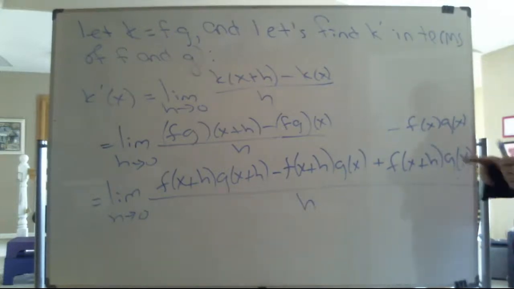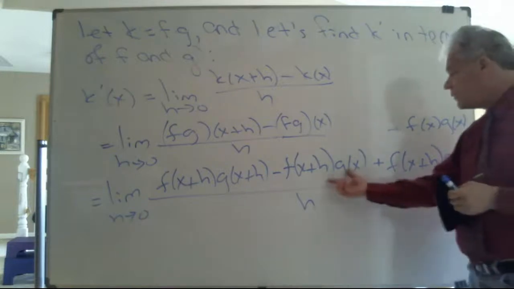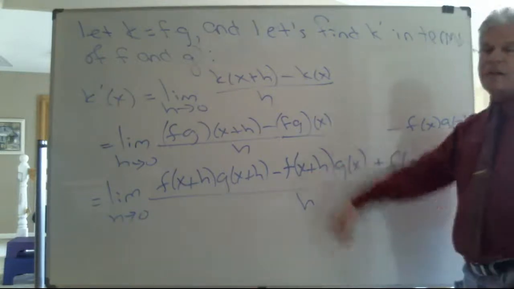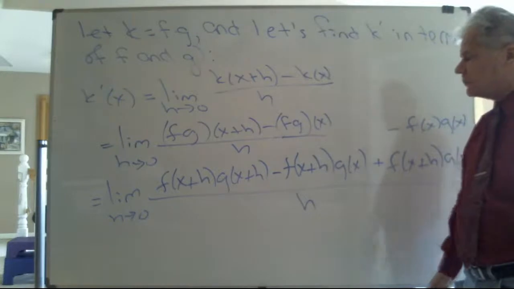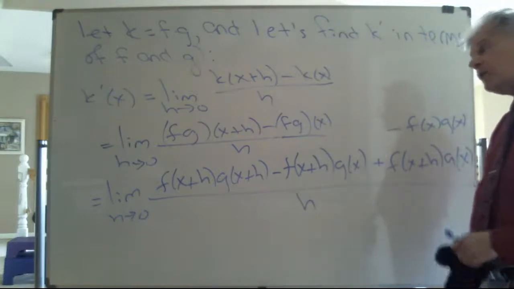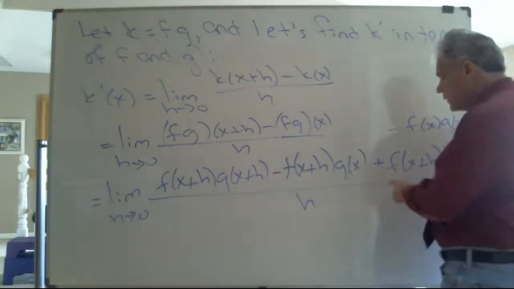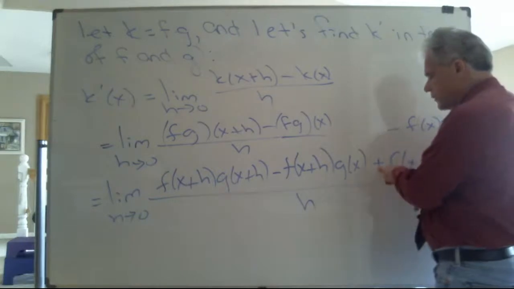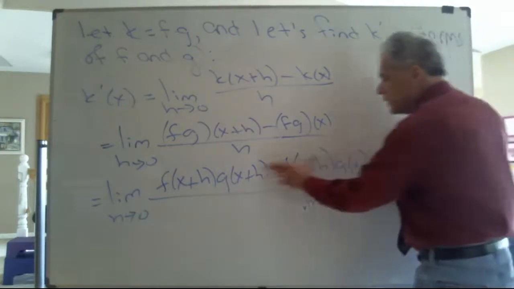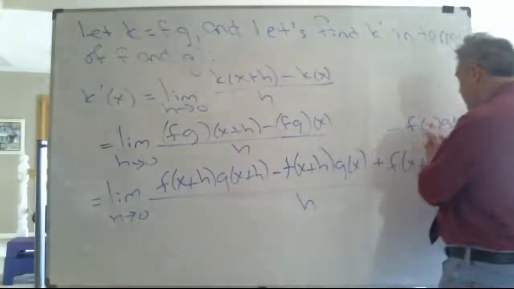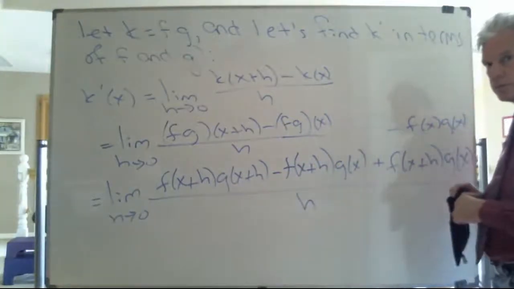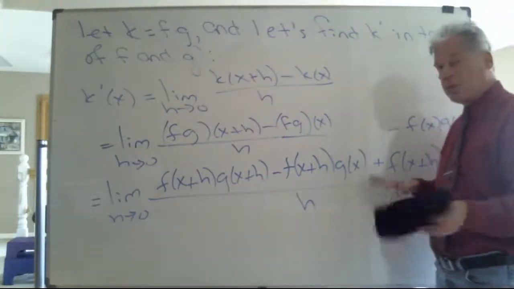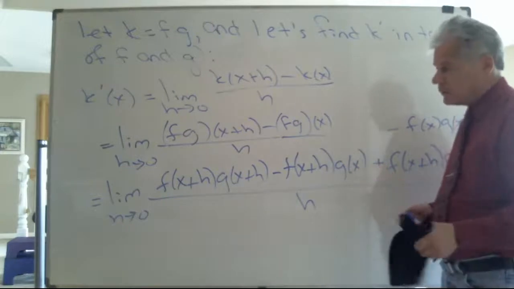Now, what I'm doing is completely legal because I added these two terms in, but they're additive inverses. They cancel each other out by addition. However, something interesting has happened. If I split this one fraction into the sum of two other fractions, I'll get these two terms over h plus these two terms over h. But the limit of the sum is the sum of two limits. So now I have two limits.